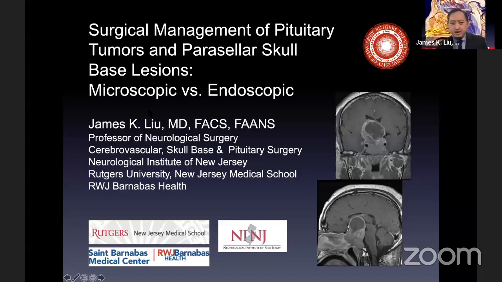Let me share my screen here. Today I'm going to speak on the topic of pituitary tumors and parasellar skull base lesions, and I'm going to talk about when we use the microscopic approach versus the endoscopic approach. I'm currently a professor of neurosurgery at Rutgers Health, RWJ Barnabas Health in New Jersey, and I practice cerebrovascular, skull base, and pituitary surgery in my center. Today I'm going to dispel some of the myths on choosing the optimal approach.